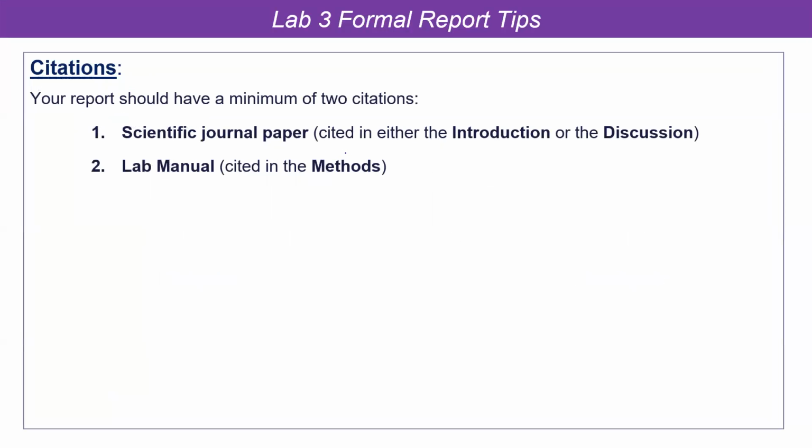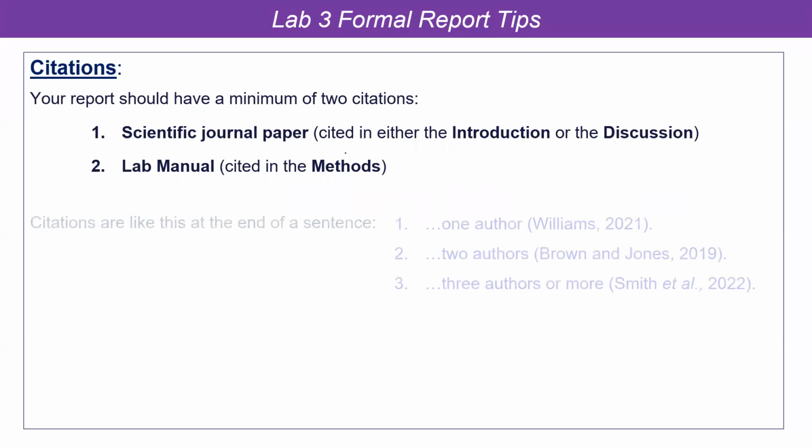So lastly, I want to talk a little bit about citations and how we're doing that. We have talked about this already before when we were looking at the Lab 3 pre-lab. So citations, you should have 2 in your report. You can have more, but I'm looking for 2. First of all, you need to have a scientific paper cited in your report. You can do this in the introduction or the discussion. Number 2, your lab manual should be cited in the methods section.